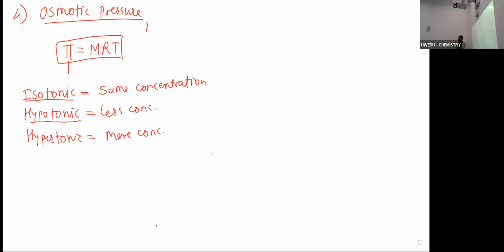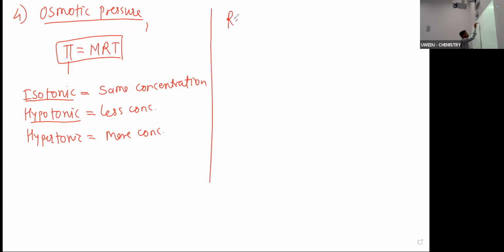Whenever it is said, that means both have equimolar. Isotonic means equimolar concentration. Both have same molarity, and if molarity is same, then pi will be same because R and T are constant. That's why isotonic means they both have same osmotic pressure. Hypotonic means it has less osmotic pressure because less concentration. Hyper means more concentration, more osmotic pressure because osmotic pressure is directly proportional to molarity. That is the reason. Okay, clear?